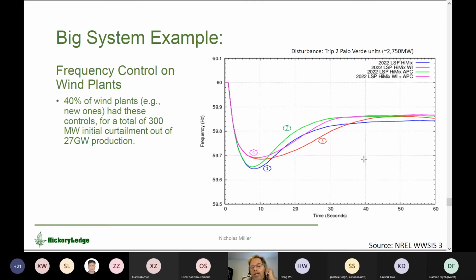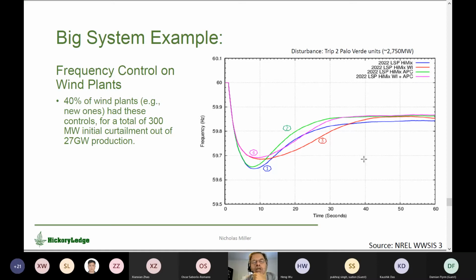We have done lots of work. So this is a public study that my team did for the Department of Energy, looking at widespread use and the interaction between the synthetic, the fast frequency controls, and primary frequency controls. At the time, we were calling this active power control.